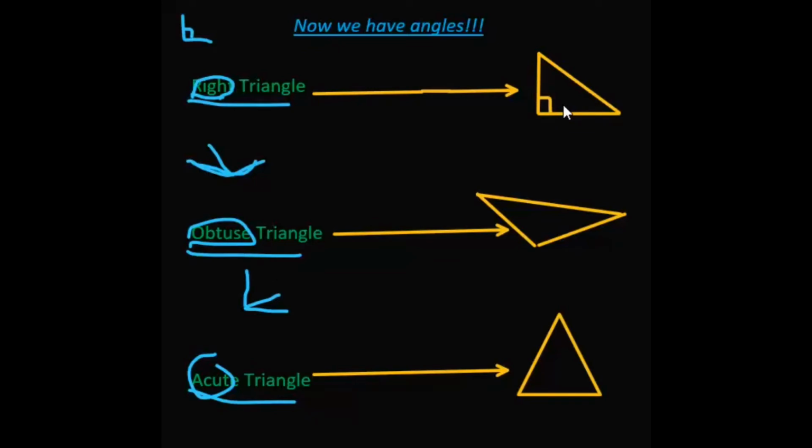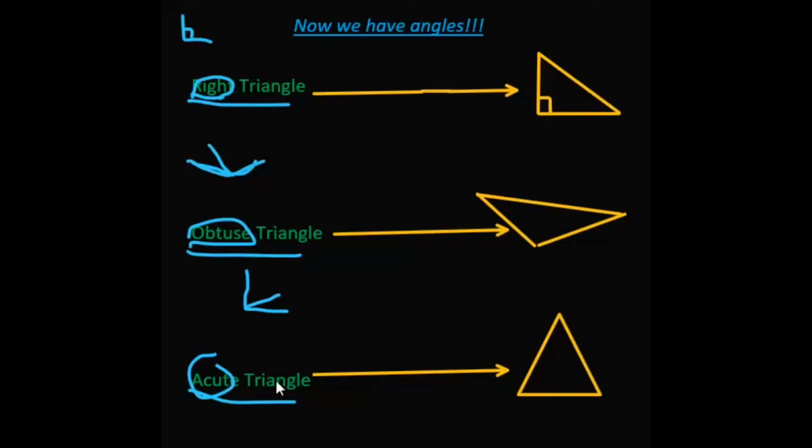it's a right triangle. The next one is the obtuse triangle, which looks something like this. This obtuse triangle has two acute angles and one obtuse angle, which is more than 90 degrees. Again, an obtuse triangle only needs one obtuse angle to make it obtuse. So this is what one would look like.